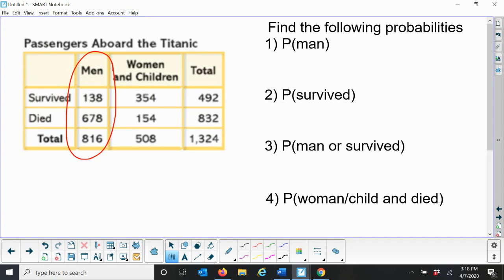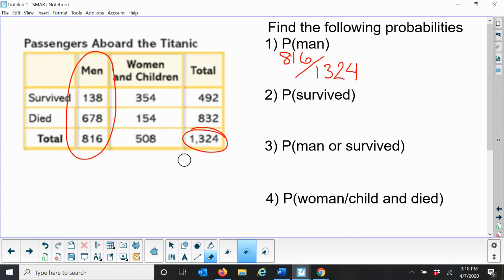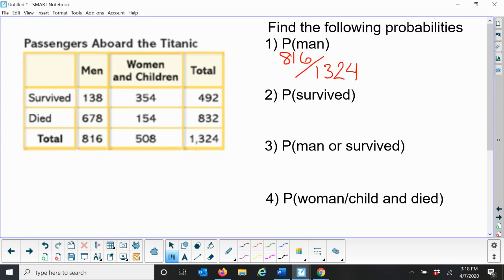So the probability that I selected a man, there were 816 men aboard the Titanic out of the total 1,324 people who were aboard the Titanic. That would be my probability for my first question.